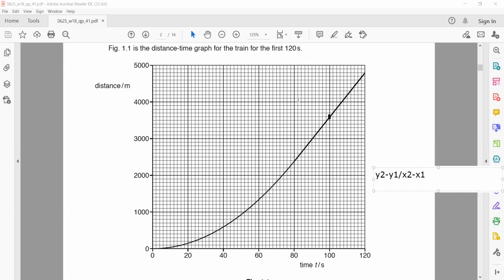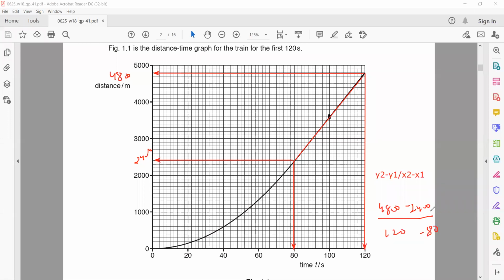It's up to you, but you have to take the straight part, not the curve, because in the curve part the speed is changing. So you can take the values, for example, this is 80 and the respective value, and the same thing, because this whole region is straight, so that is 120, and the final was 4,800. Each box stands for 100, so 2, 3, 4, so 2,400. This is 80, 120, so y2 minus y1, which is 4,800 minus 2,400, divided by x2 minus x1, 120 minus 80. So you will get the speed at 100 seconds.